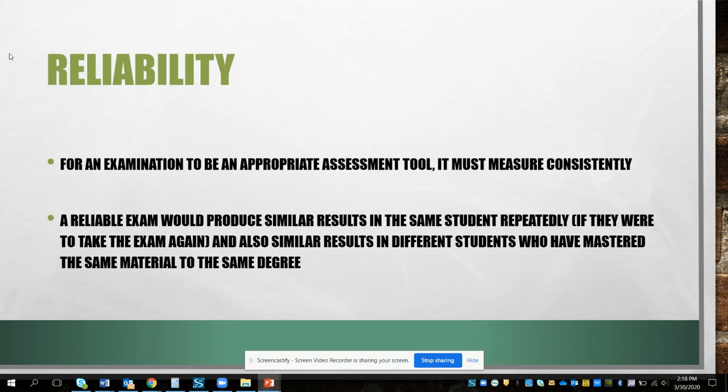It also means that you'll probably see similar results in different students who have mastered the same material to the same degree. While you might see one or two students who don't meet that total curve, that's not uncommon, but if you see that the majority of the class is missing the same questions or the same material, again, that's an opportunity for you as the instructor to go back and correct that and reteach some material.